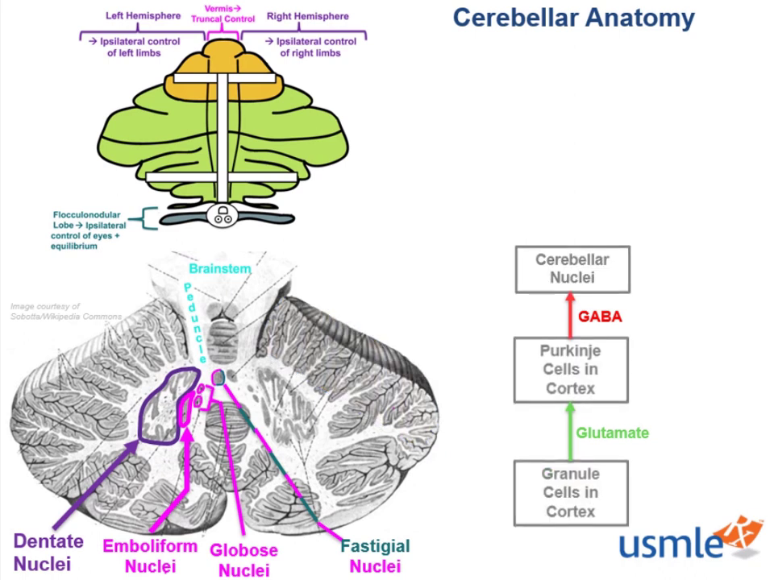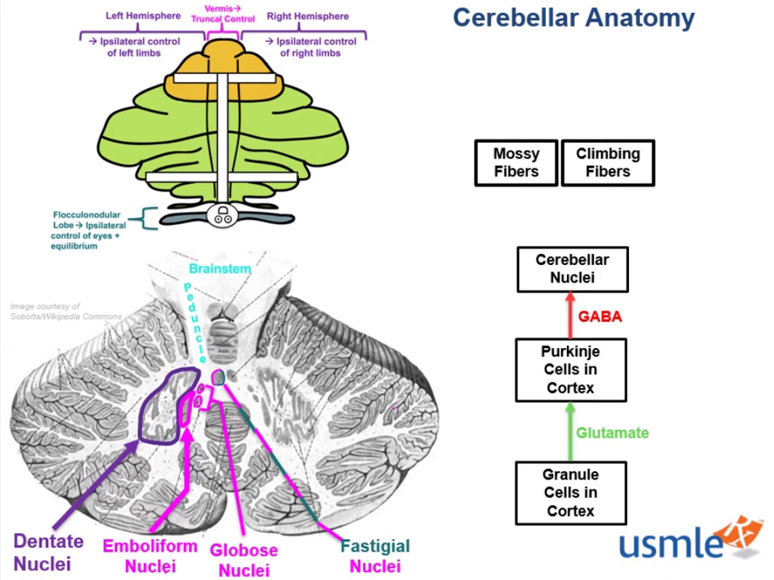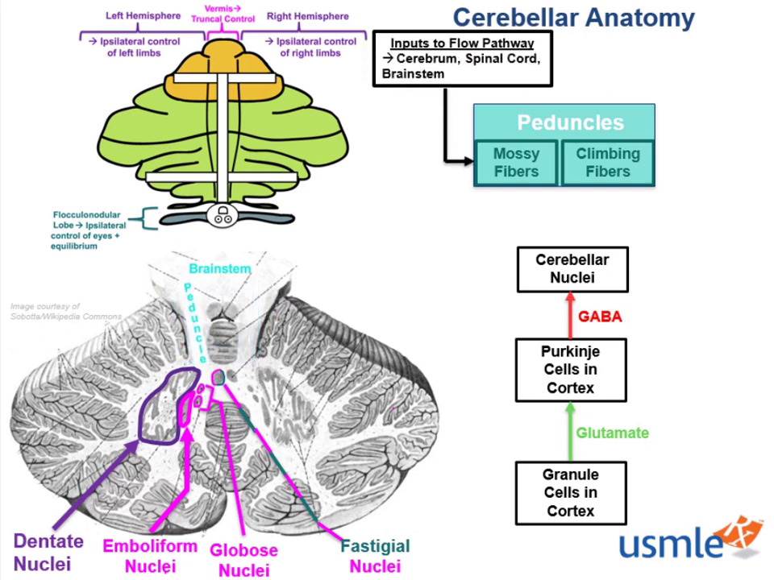These cells are influenced by two types of fibers, mossy fibers and climbing fibers. Making a correlation, the mossy and climbing fibers make up the peduncles, bringing information into the cerebellum, the middle cerebellar peduncles and inferior cerebellar peduncles. The mossy fibers receive information from the cerebrum, spinal cord, and brainstem in what I like to call the flow pathway. Imagine riding a bike.